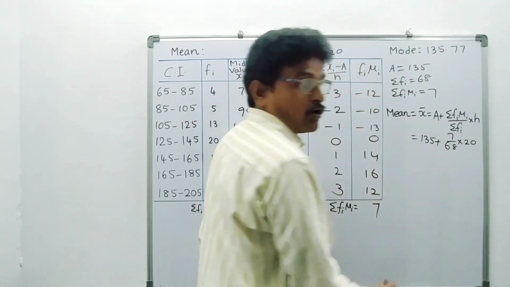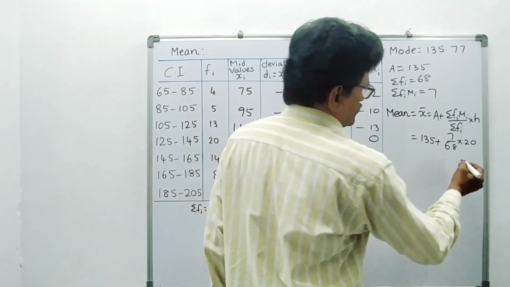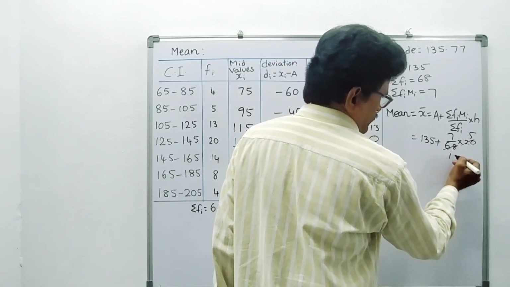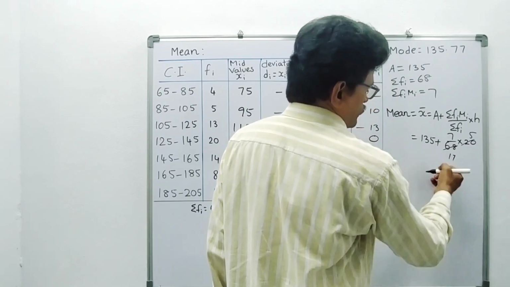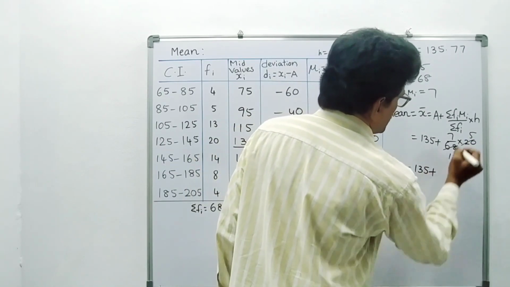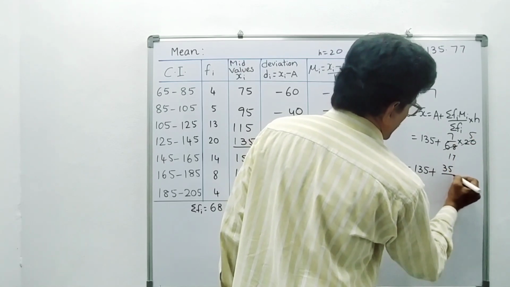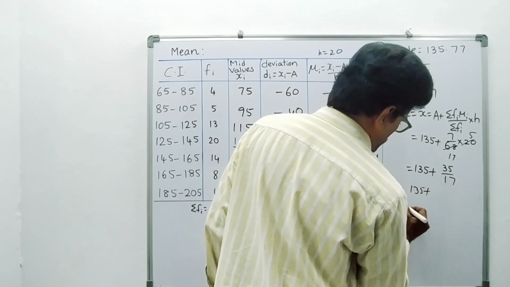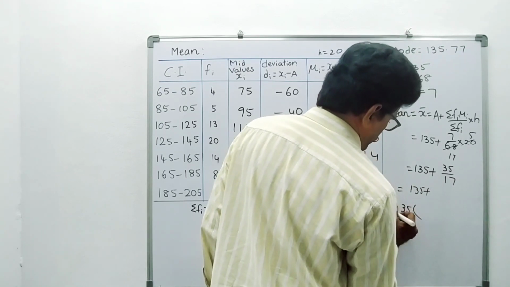Okay. Now you can calculate here like this. Cancel these two values. 4 table. 4 5s are 20, 4 1s are 4, 4 7s are 28. Okay. 17 4s are 68. So how much is it? 135 plus 7 5s are 35 by 17. That equals 135 plus, how much is this? 35 you have to divide by 17.